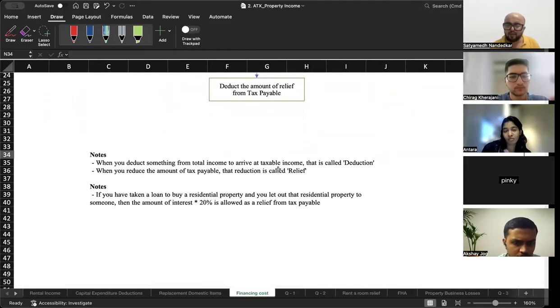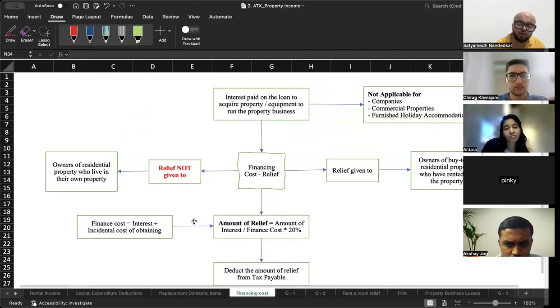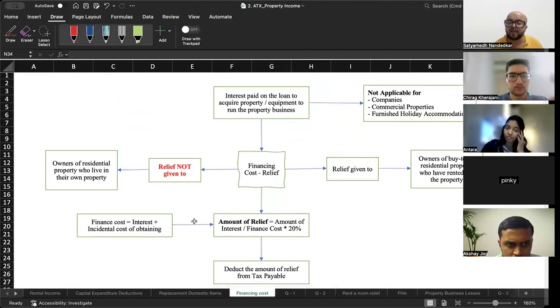When you deduct from total income to arrive at taxable income, it is called deduction. Like total sale 10 lakh, purchase cost 4 lakh, that is a deduction. You are subtracting something from total income to arrive at taxable income. When you reduce the amount of tax payable, that reduction is called relief. And if you have taken a loan to buy a residential property and you let out that property to someone, then amount of interest into 20% is what is allowed. Remember one thing, here you will not get any deduction if you yourself are living in that property. You will get a deduction only if you have given that property on rent to someone else.